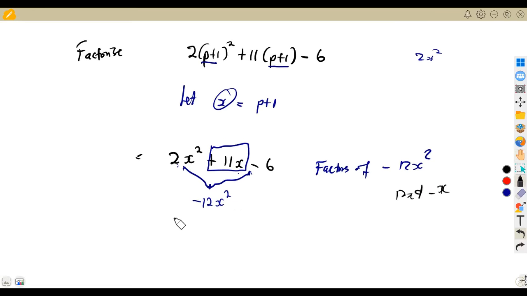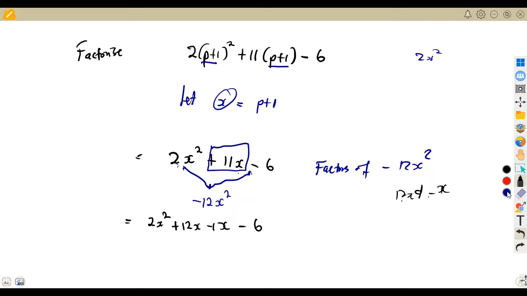So that is what you're going to have. It's simply substitute into our expression. 2x squared. The middle term is the one that we are replacing with these two terms. So we're going to substitute 12x minus x for 11x, then minus 6.